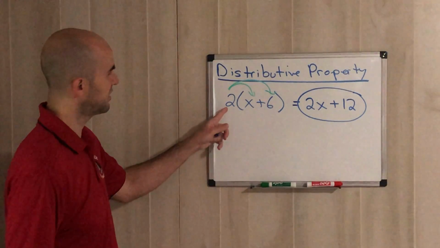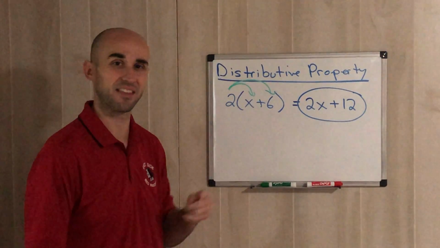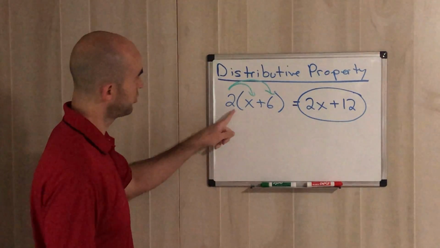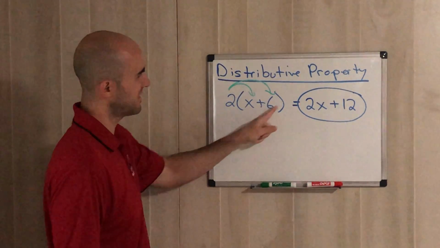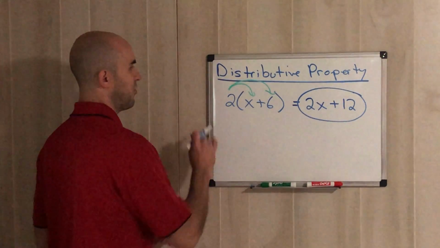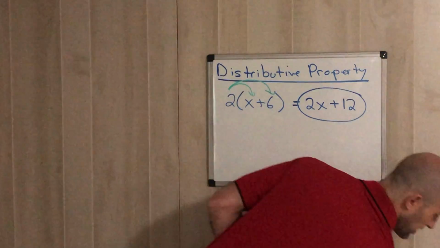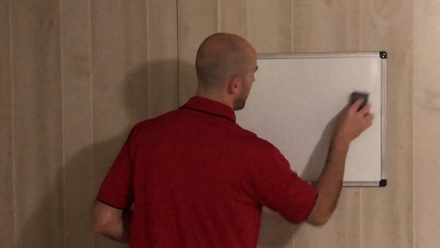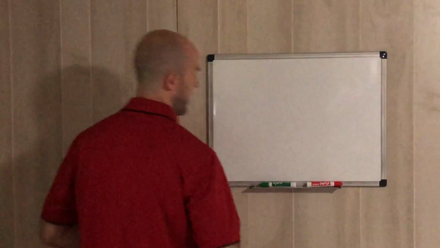It's where you're literally distributing, passing along whatever's on the outside to everything on the inside. And it's always multiplication. Don't forget that. So 2 times x was 2x. 2 times 6 is 12. Just don't forget, it's always multiplication, guys. So that's just seeing how it works. And again, you build off of distributive property, but it's good to see where it's all coming from.